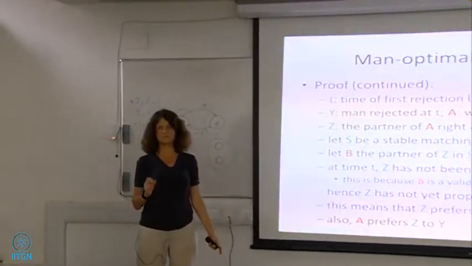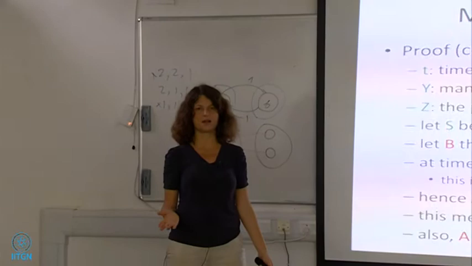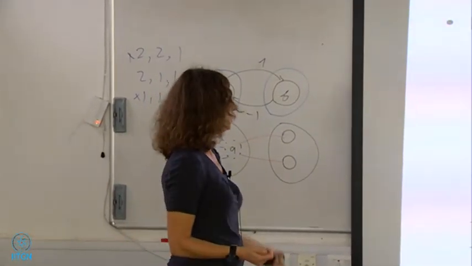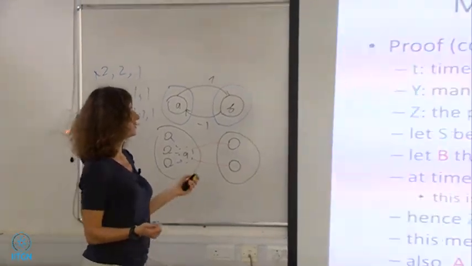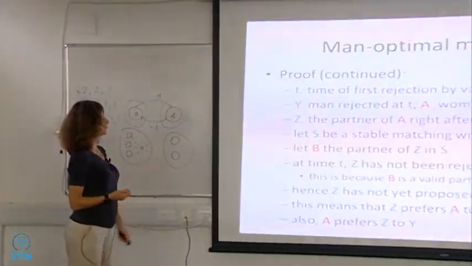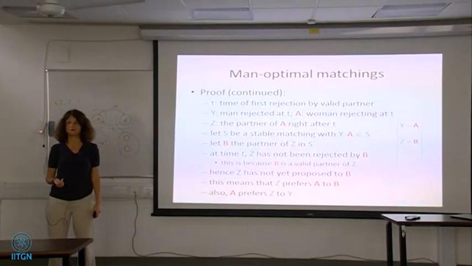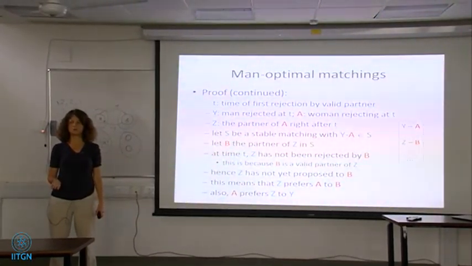And this means that B is below his current partner A in his preference list. And therefore he prefers A to B. Okay, so that's the argument. So that's a contradiction. Therefore, rejections by valid partners don't happen. So no guy is ever rejected by a valid partner.